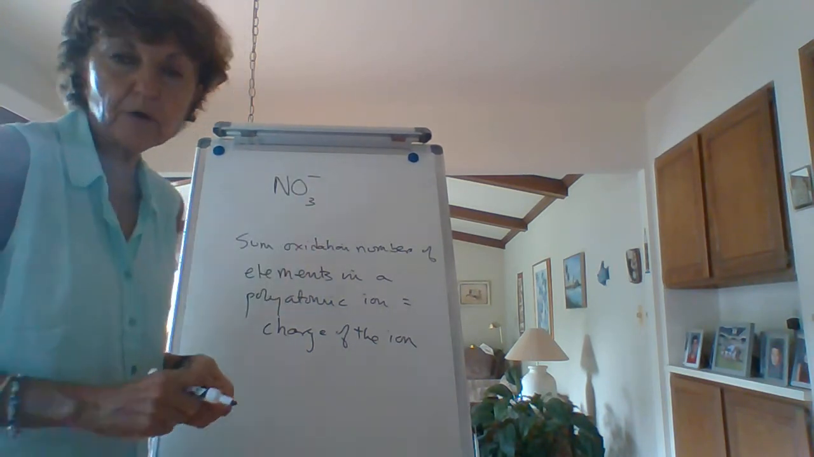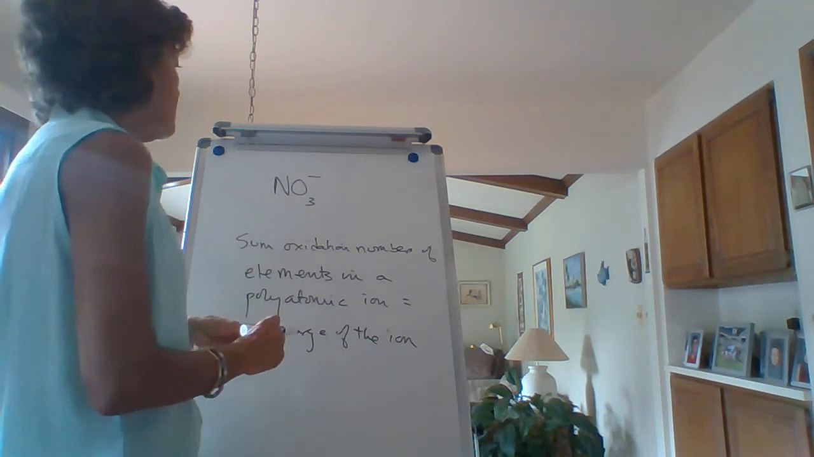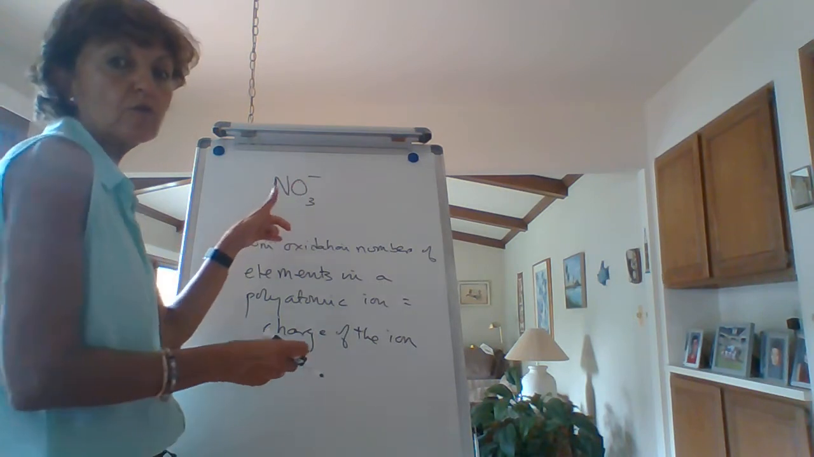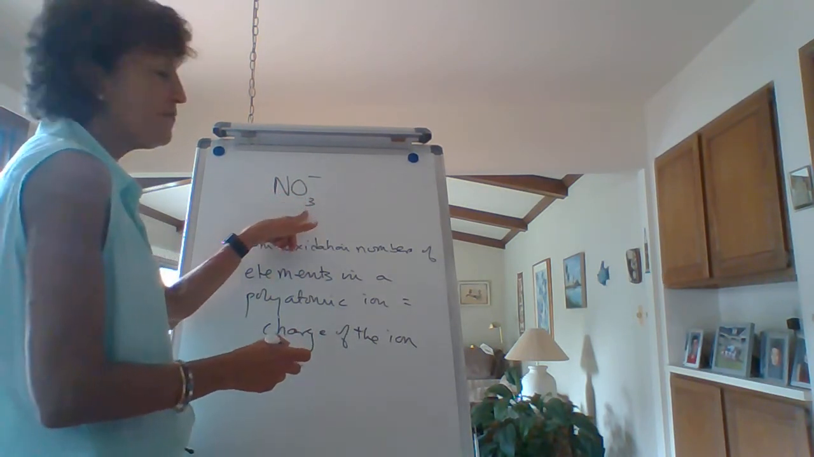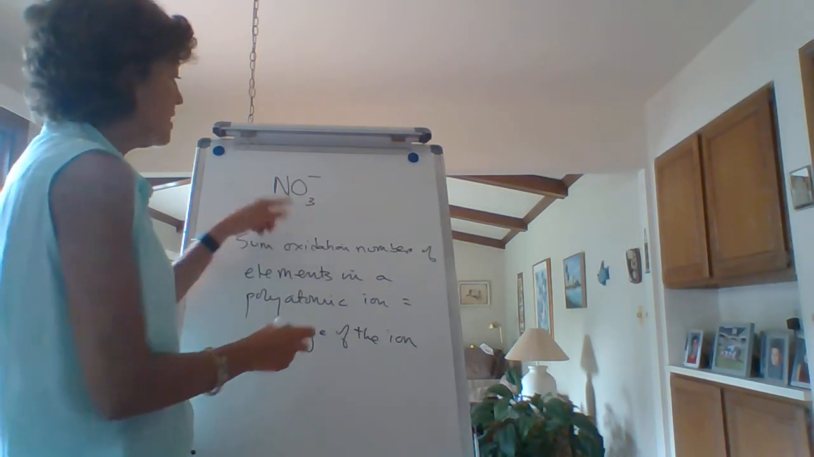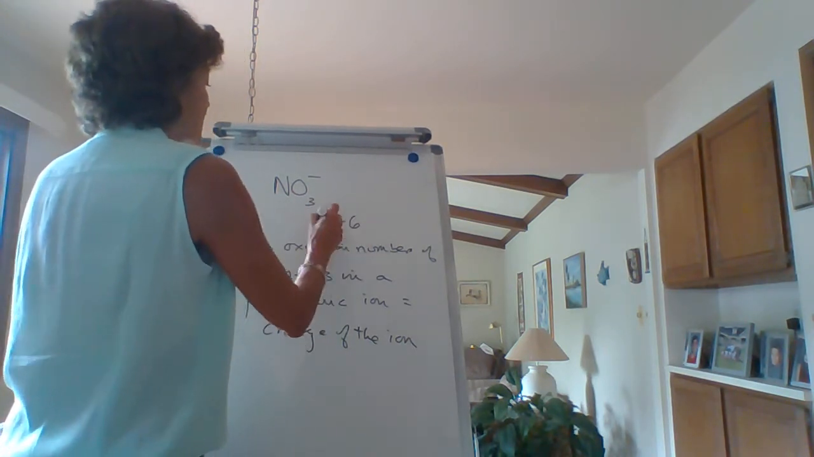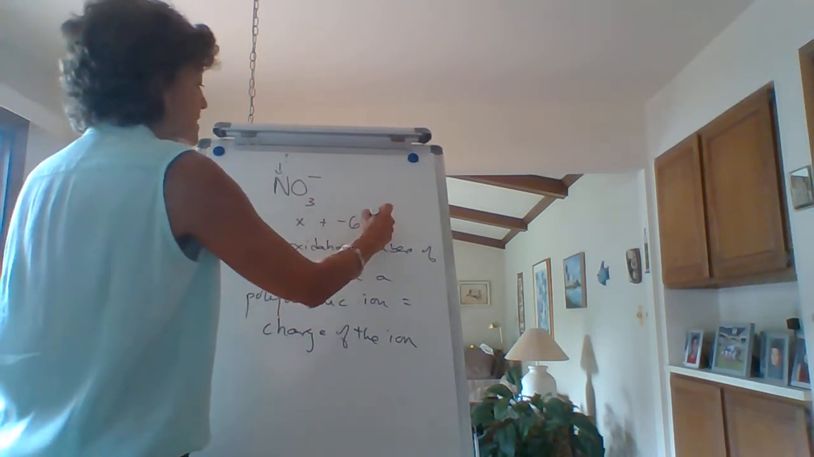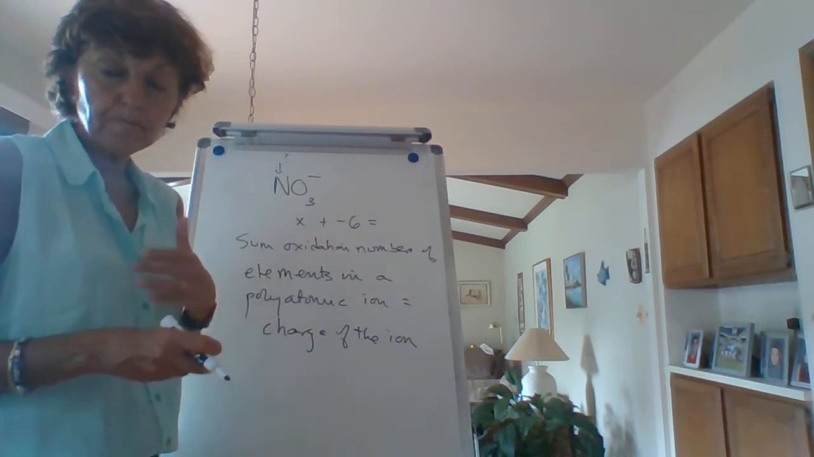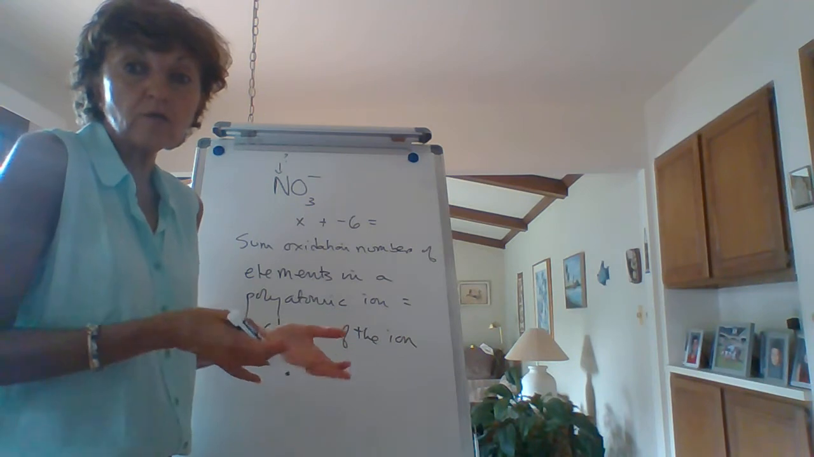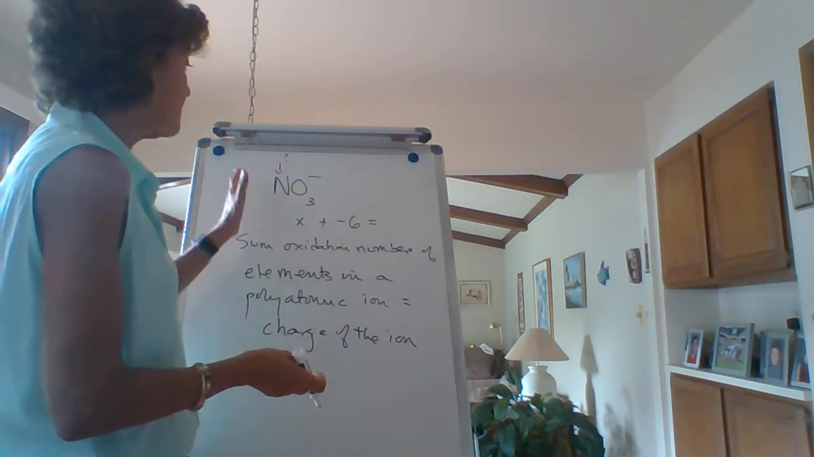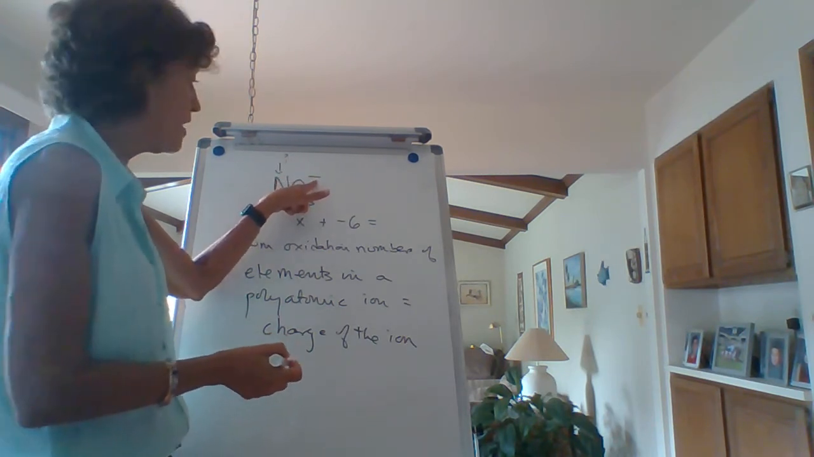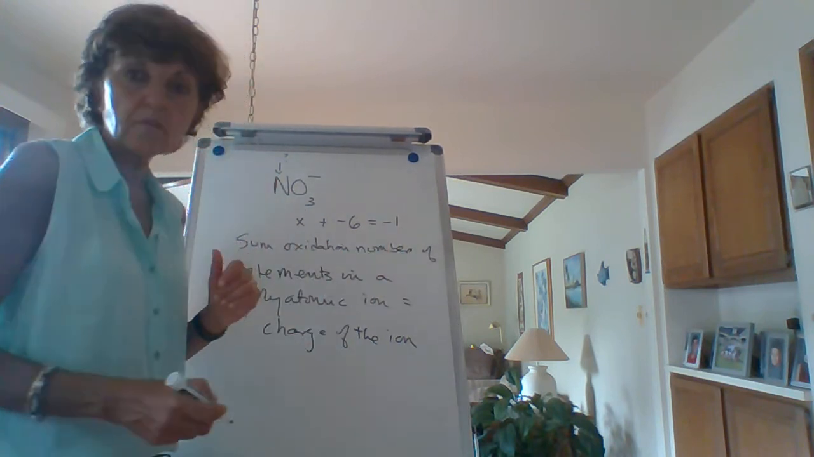Recognize this as the nitrate polyatomic ion. All right, so I know from the previous rule that oxygen is -2. So if oxygen is -2 and I have 3 of them, -2 times 3 is -6. Now I don't know what the nitrogen is. So I'm going to say X plus -6 equals. In this case, it's not a neutral compound, so it's not going to be equal to 0. This rule says that the sum of the oxidation numbers of a polyatomic ion has to equal the charge of the ion. So this is going to have to equal -1.